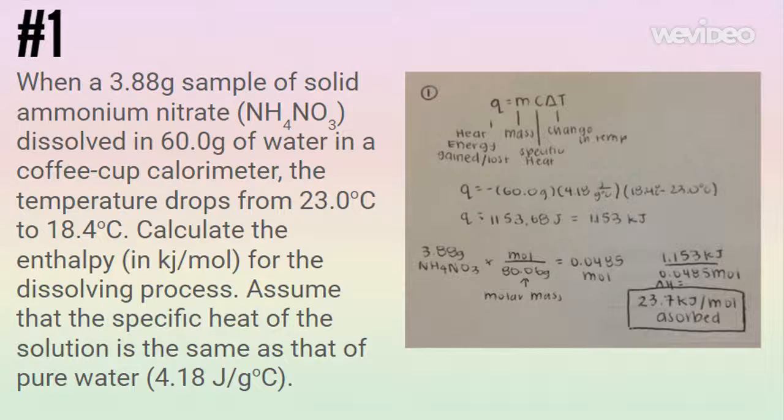To find the moles of ammonium nitrate, you take 3.88 grams ammonium nitrate and divide it by its molar mass, 80.06 grams, and you get 0.0485 moles. To find delta H, you take 1.153 kilojoules and divide it by 0.0485 moles, which gives you the answer of 23.7 kilojoules per mole absorbed. Although I used the correct equation to begin with, I used the wrong numbers. I used 63.9 grams instead of 60 grams.